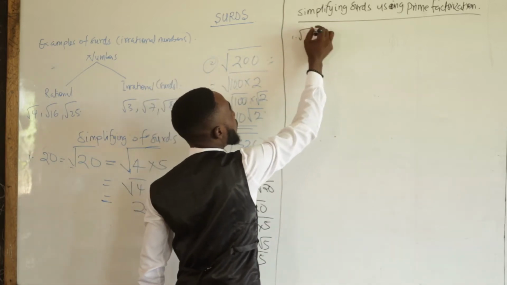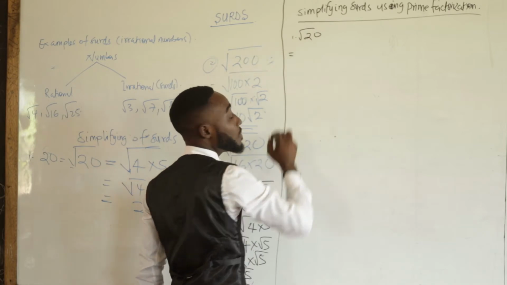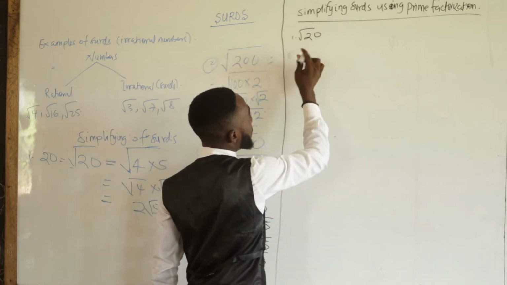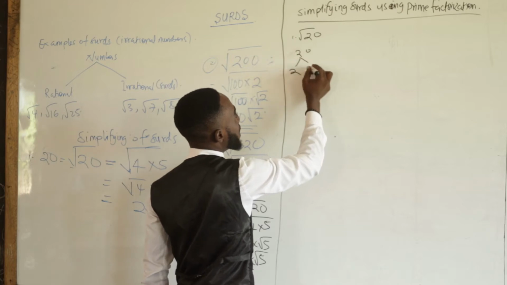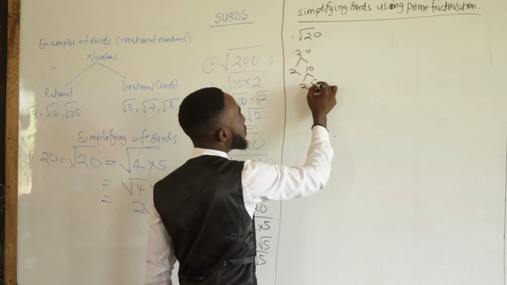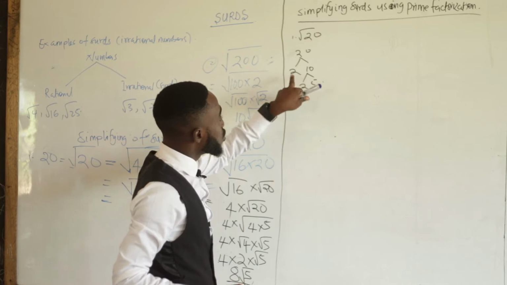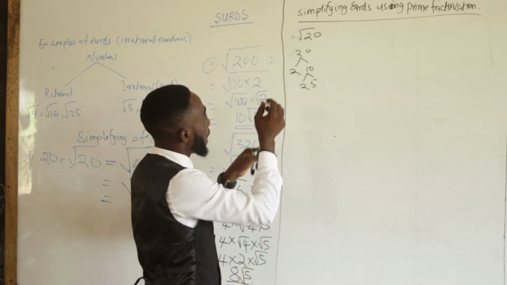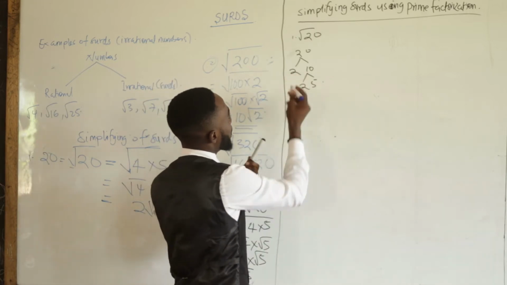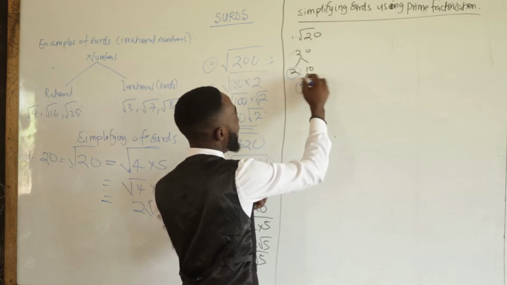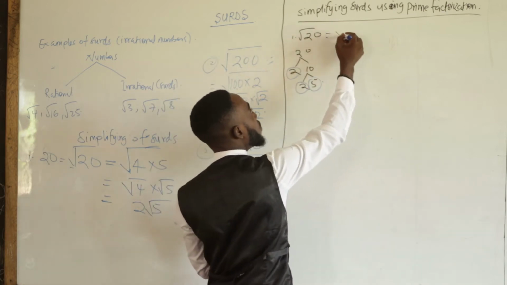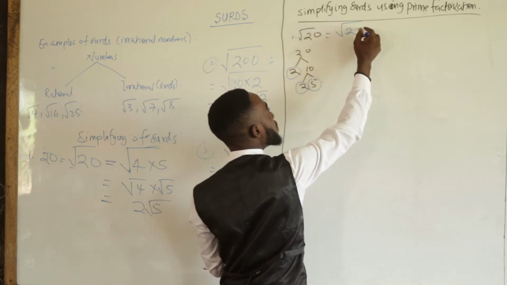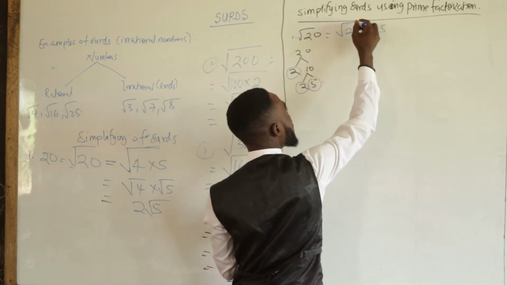So the root of 20 would be equal to, what's the prime factorization of 20 using the factor tree? So we have 2 times 10 and then 2 times 5. And the prime numbers are 2, 2, and then 5. So this would be equal to root of 2 times 2 times 5.